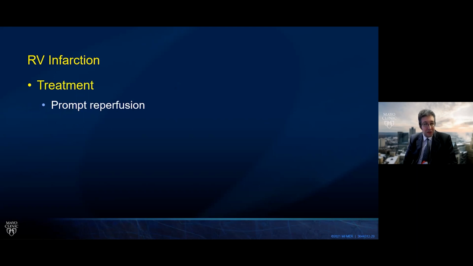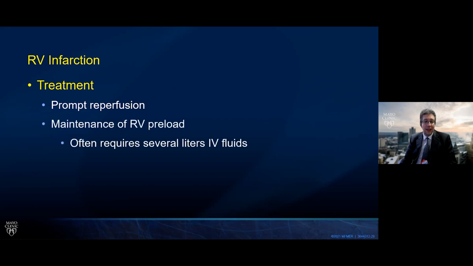How do we treat RV infarct? Well, prompt reperfusion. That's a theme that we saw in LV infarct and profound LV infarct. Same thing here. Prompt reperfusion is key. In addition, we want to maintain RV preload. Now, this can actually seem counterintuitive. In the setting of an RV infarct, you can develop jugular venous distension because blood is backing up, RA pressure is increasing. But despite an elevated JVP, we actually want to give these patients fluids because their LV is so underfilled.